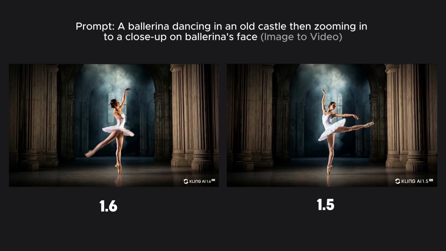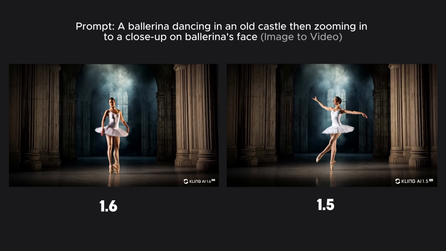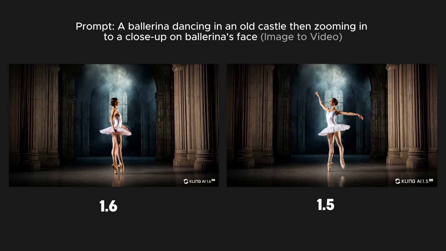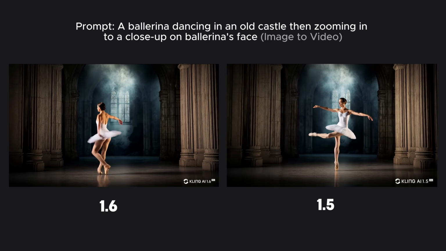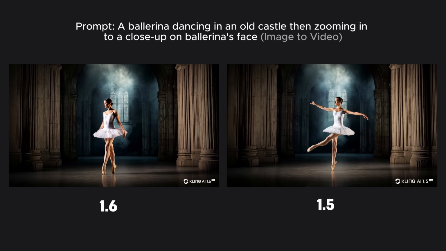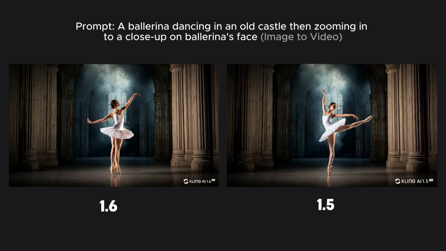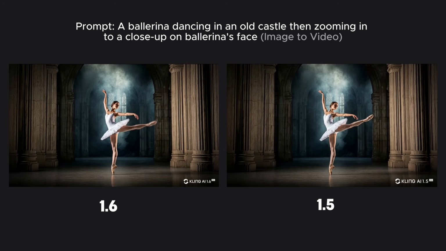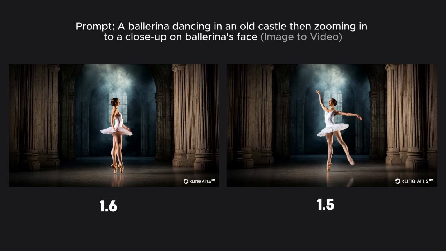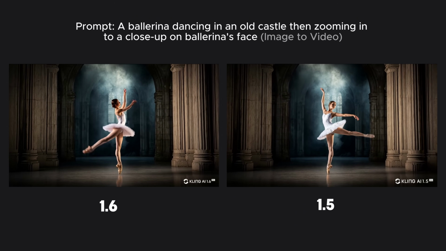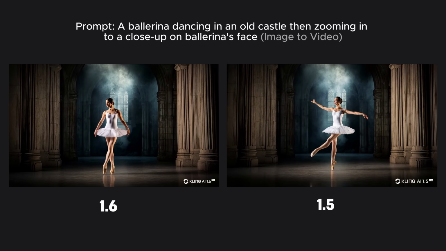The next example is about a ballerina dancing in an old castle. Here I wanted to observe how good the new model is in comparison to the previous one when it comes to motion and action. So again, I'm using the same prompt for both models. And you will realize the ballerina in version 1.6 is much more dynamic and active. The motion looks smoother and natural, and the 1.5 output in comparison looks really static. Again, these are first try results, and I'm already positively impressed with version 1.6.